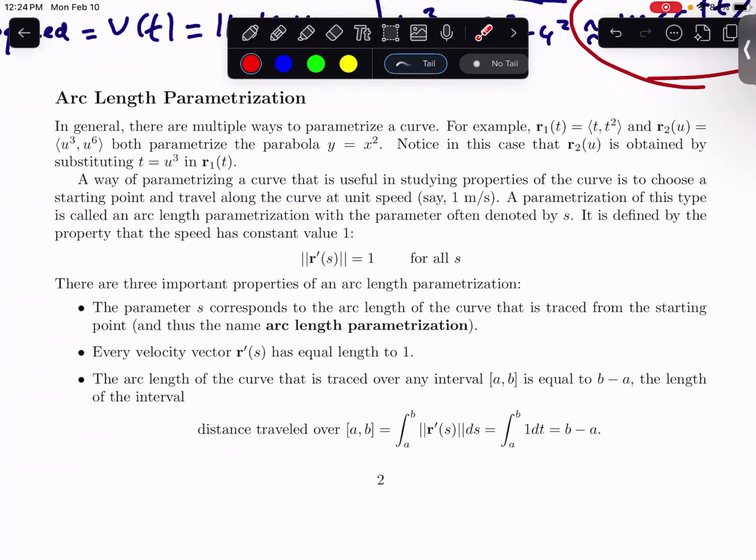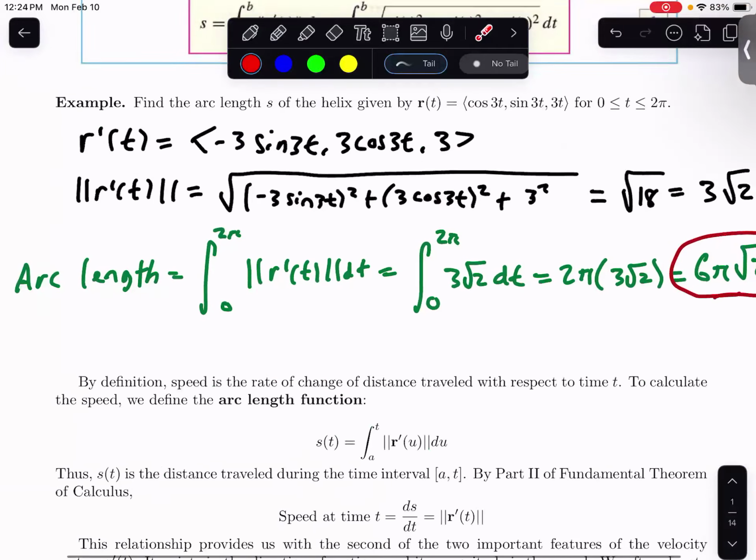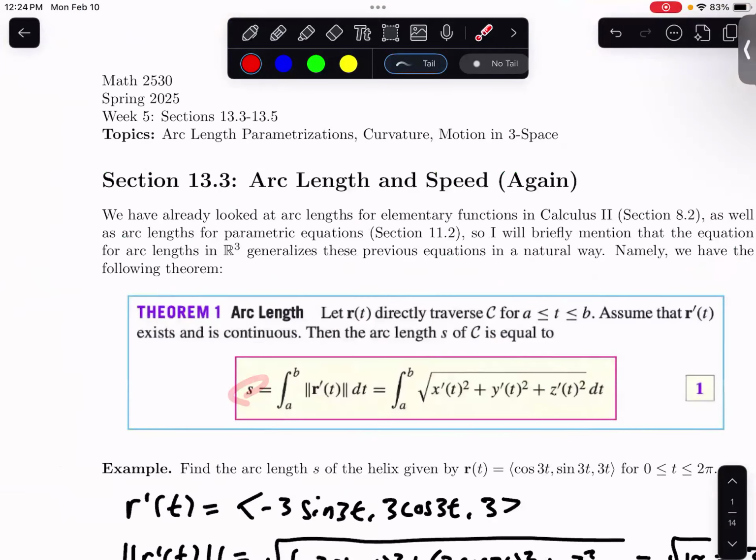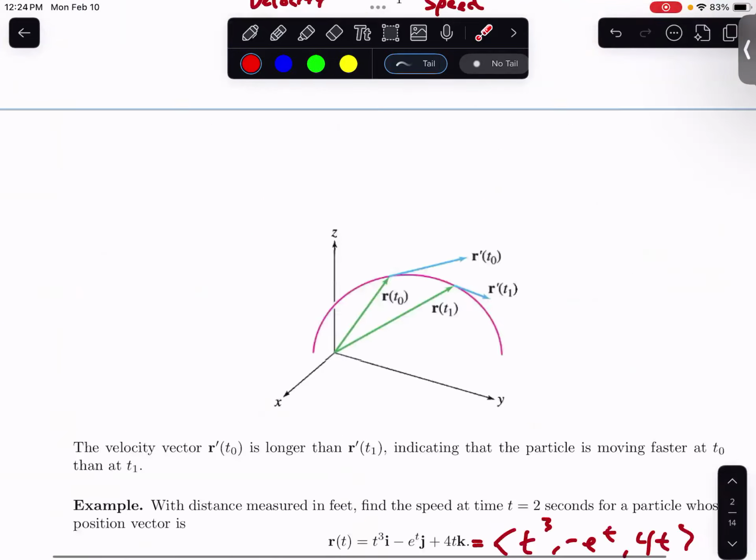So we want to parameterize the curve such that the speed is always just equal to 1, say 1 meter per second. A parameterization that satisfies this property is called an arc length parameterization, where the parameter is denoted by s. An intuitive way of thinking about this is that s is equal to the arc length, so that's why we're changing the unit to s, because it corresponds to the arc length.